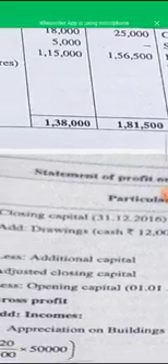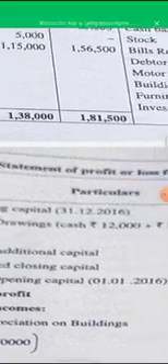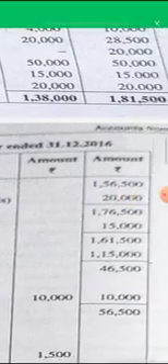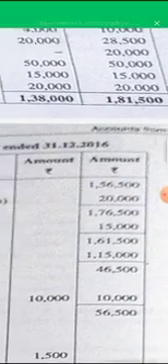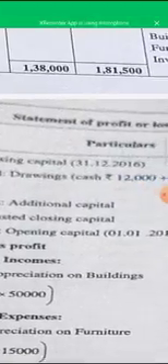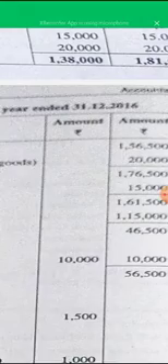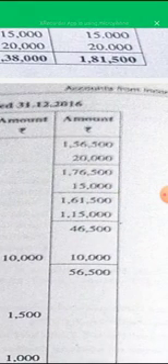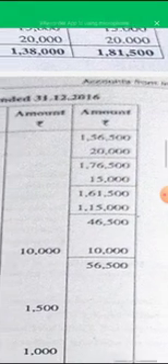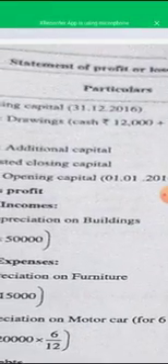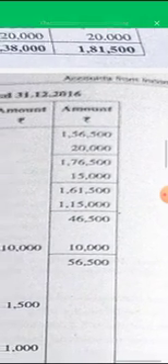Come to your statement of profit or loss. First write closing capital as on 31/12/2016. Write in the outer column 1,56,500. Next, add drawings. They have told you cash is 12,000 and goods are 8,000. Add both. Write in the outer column 20,000. You get is 1,76,500. Next, less additional capital, that is 15,000, minus it. You get is 1,61,500. That is called as adjusted closing capital.